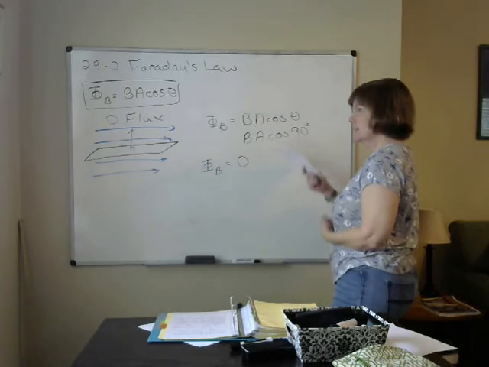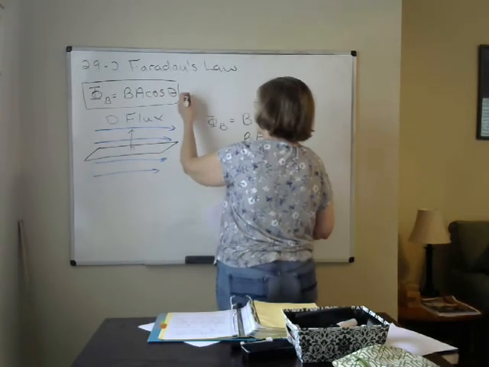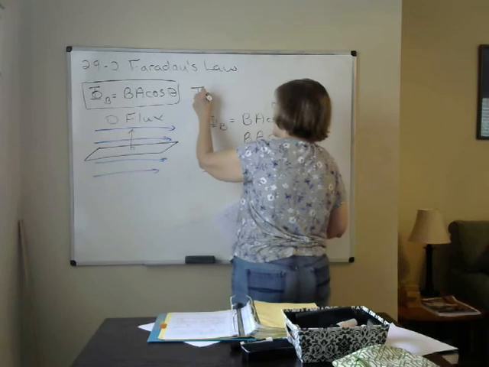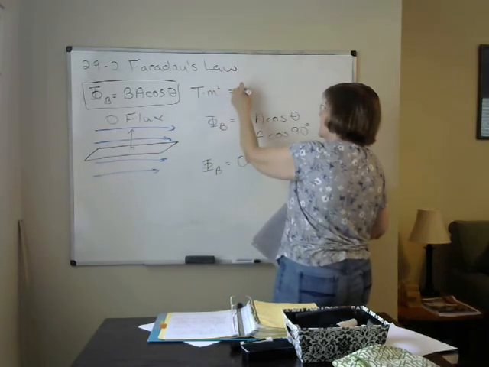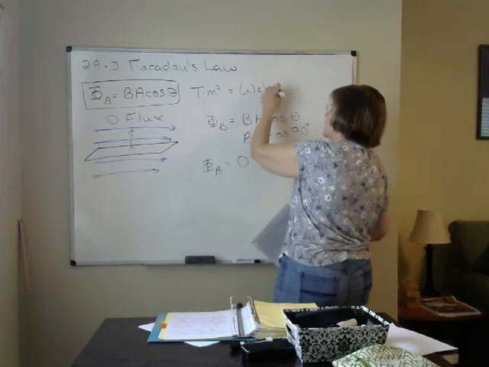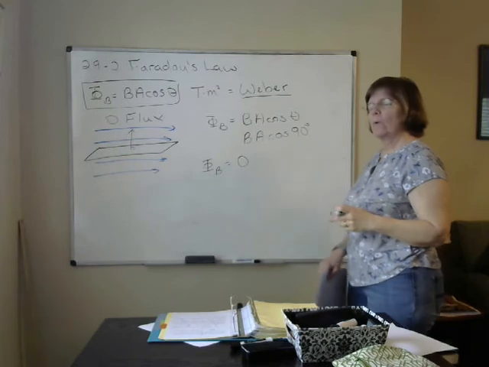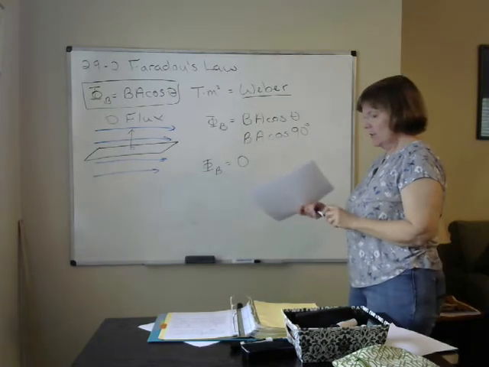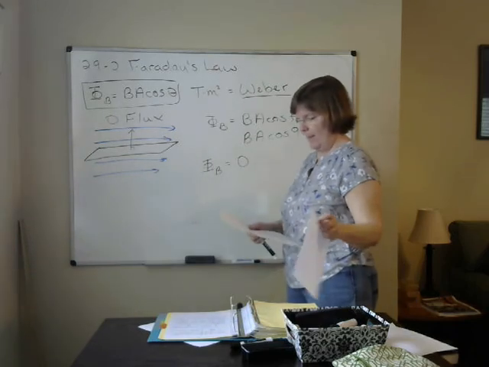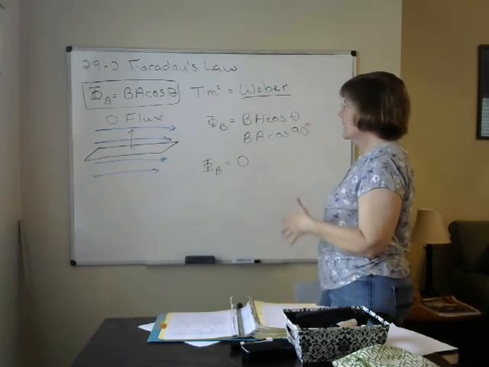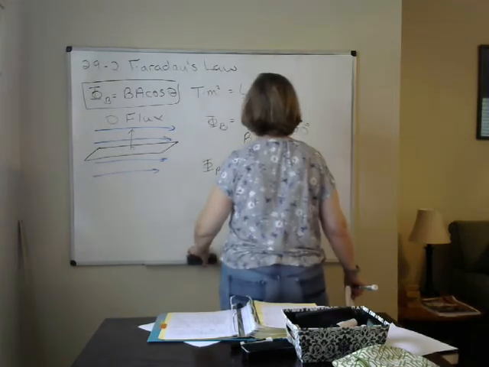Oh, units. We know that this is Tesla. We know this is square meters. So it looks like our units will be a Tesla times a meter squared. But that does get a special name. It's a Weber. So we measure magnetic flux in a unit called Webers. Okay. Now that we know what magnetic flux is, we're ready to actually look at what Faraday's law says.